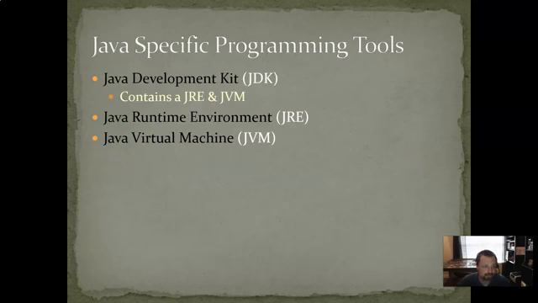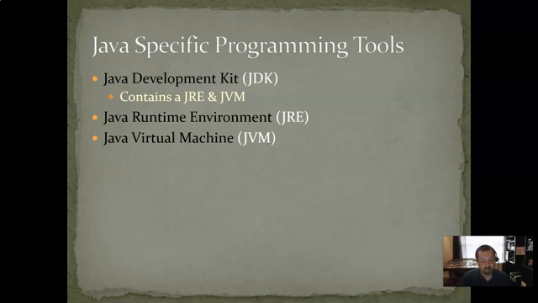Java-specific programming tools. A Java development kit contains a JRE and a JVM, but you need a Java development kit to be able to build Java programs. So if you want to be able to compile your programs, you have to have a Java development kit, and that's what we're going to be installing. A Java runtime environment is something that allows you to run Java programs but not build them. So most people that use Java software will have a runtime environment installed. They're not going to be developing. If you're developing, you need a JDK. If you're running, you need a JRE.